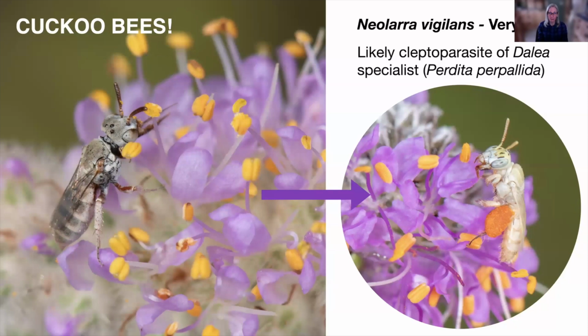And even more rare is this particular cuckoo bee. This is Neolarra vigilans, and it's only been found at one site in Minnesota, just for context, how rare it is. And it is believed to be a likely kleptoparasite of the pale purple prairie clover specialist fairy bee, Perdita purpurita. And it's pictured there visiting silky prairie clover, and the Perdita is visiting purple prairie clover. So it's going to be present in very rare, high quality habitats where the specialist occurs and the host plant occurs. So layers and layers of specialization.